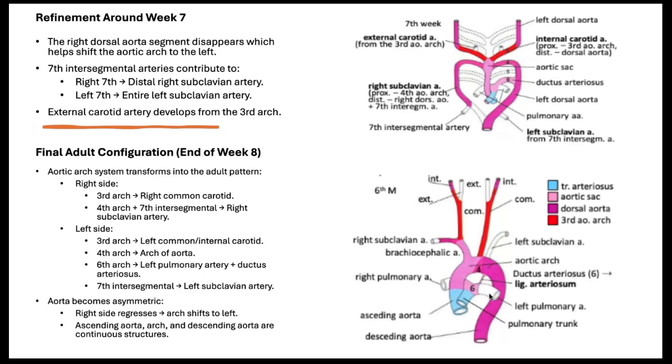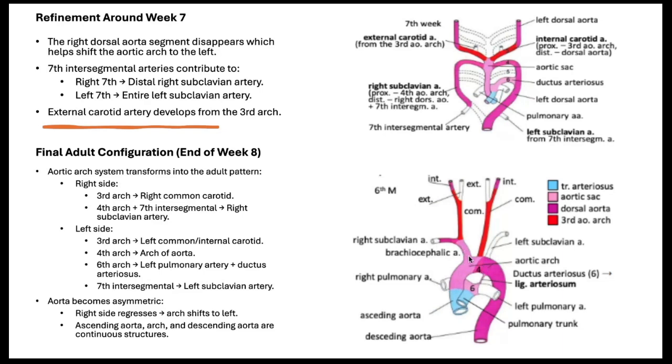And you can see like on the right side, most of it has undergone regression. So the third arch, which you can see here in red, just forms the right common carotid artery over here. And then it forms some part of the internal carotid artery as well. And the fourth arch, which you can see over here, along with the 7th intersegmental artery, forms the right subclavian artery, which you can see over here.